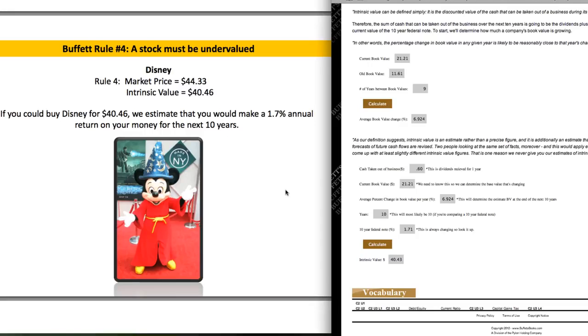That's a no, and so therefore we would not buy this company because it's overvalued. So let me show you something else that's pretty interesting. When we come back over here to the intrinsic value calculator, we were using the 10-year federal note at 1.71%, and we're using that because that's considered a zero risk investment.